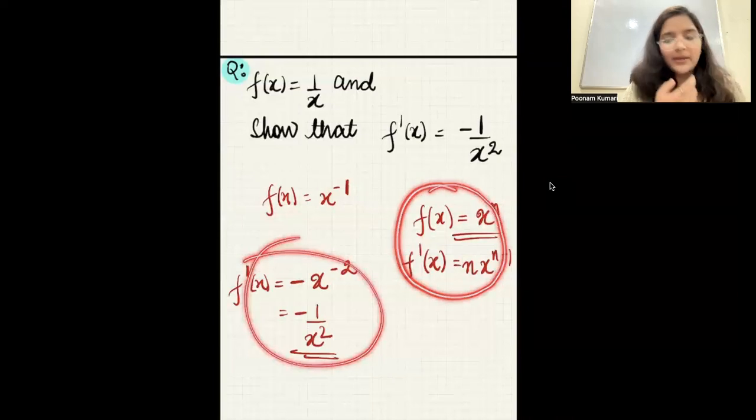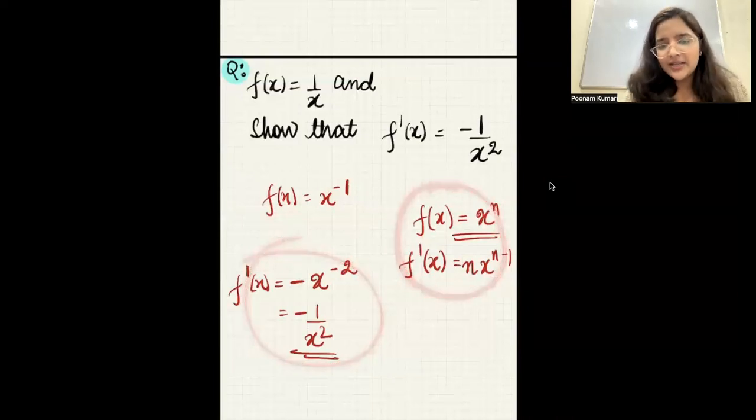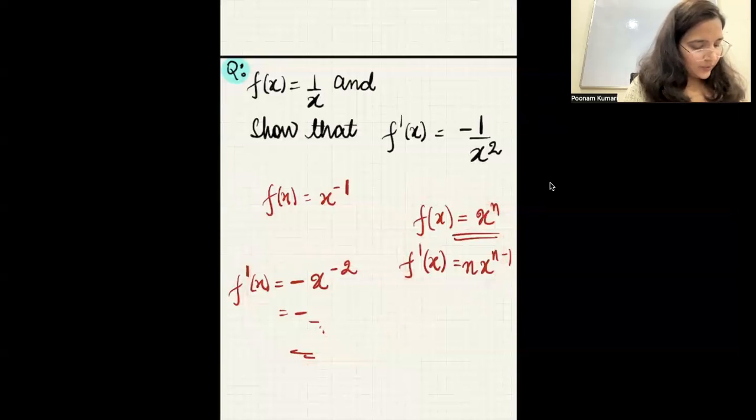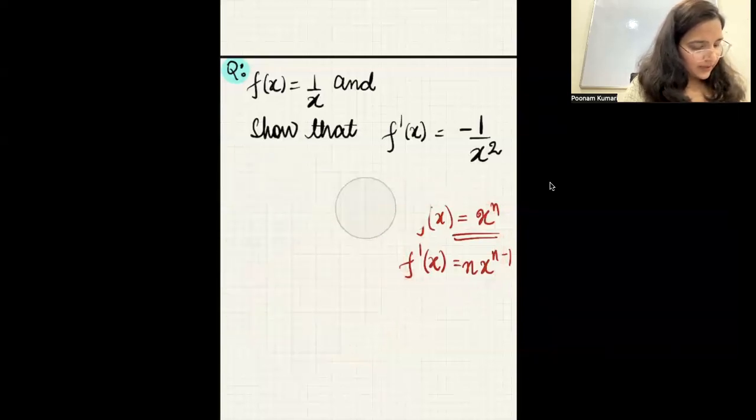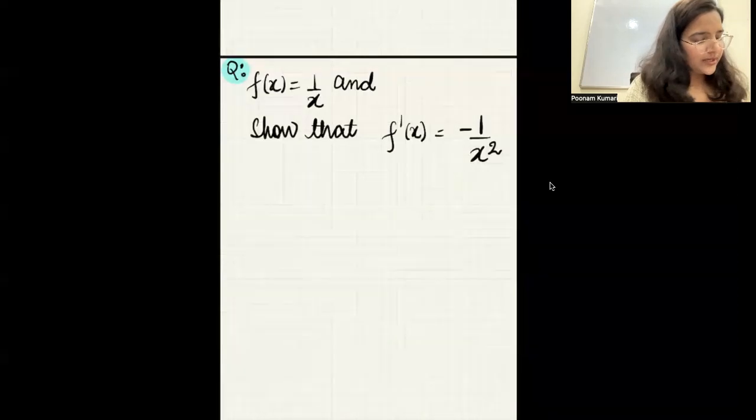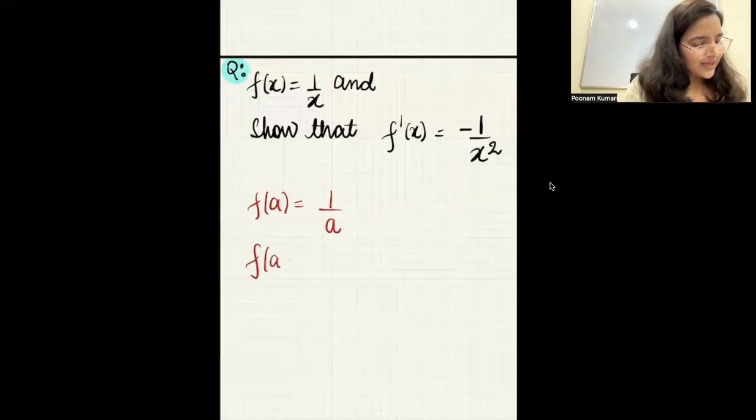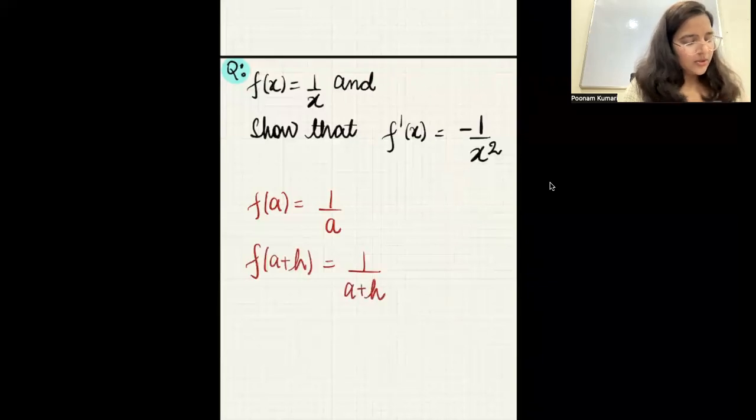But actually you are not supposed to do it this way. You have to use the general procedure that we learned above, whatever recipe we have understood, to figure this out. Okay, let's start, let's see how we will do it. So what are the steps? Let's say I have my function f of a. What is f of a plus h? That is nothing but 1 over a plus h, right?